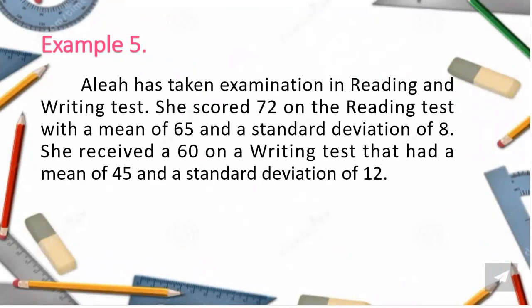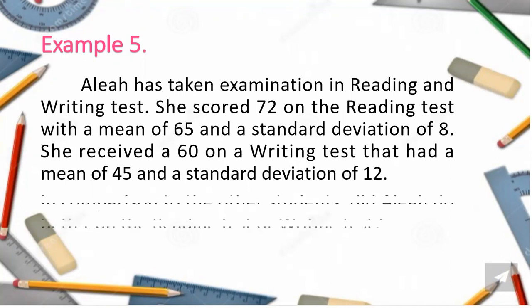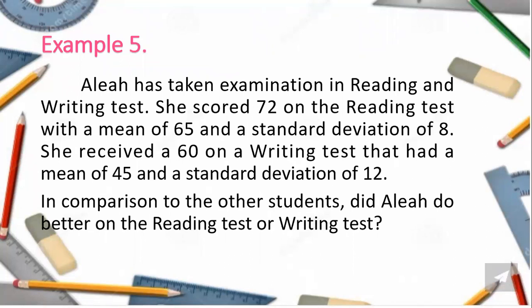Let's consider examples. For example, number 5, Aliyah has taken examinations in a reading and a writing test. She scored 72 on the reading test with a mean of 65 and a standard deviation of 8. She received a 60 on a writing test that had a mean of 45 and a standard deviation of 12. In comparison to the other students, did Aliyah do better on the reading test or writing test?